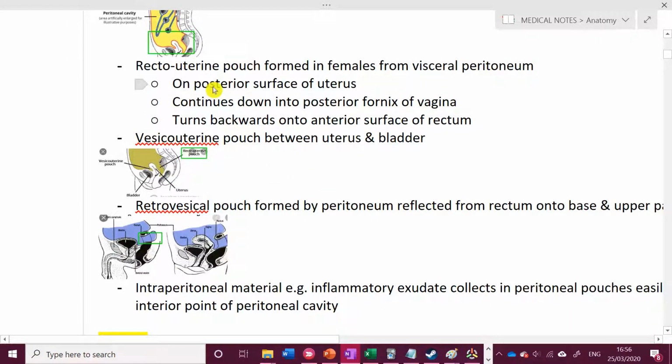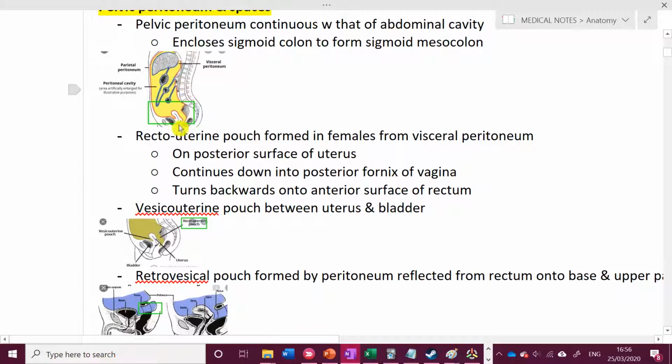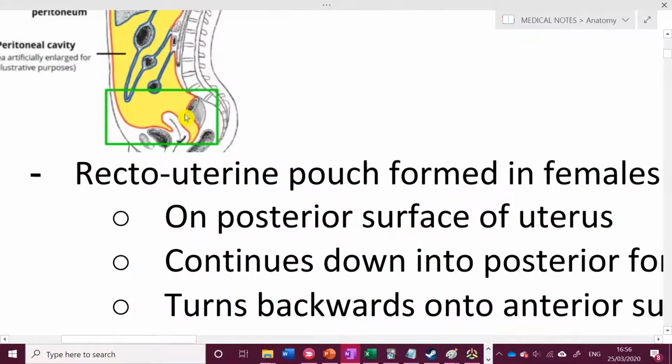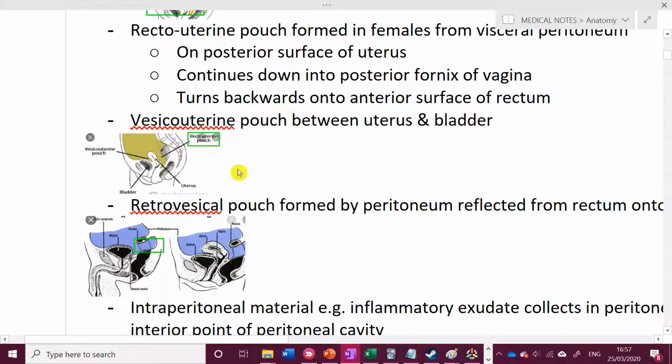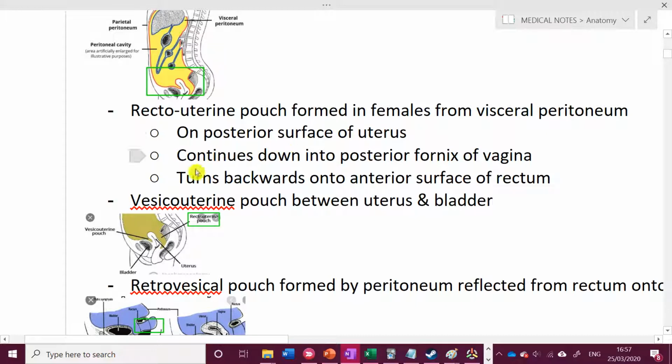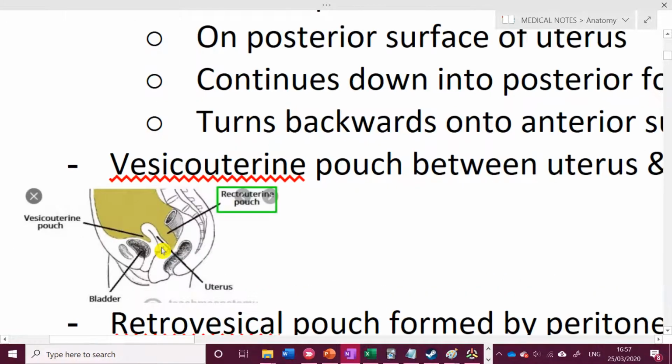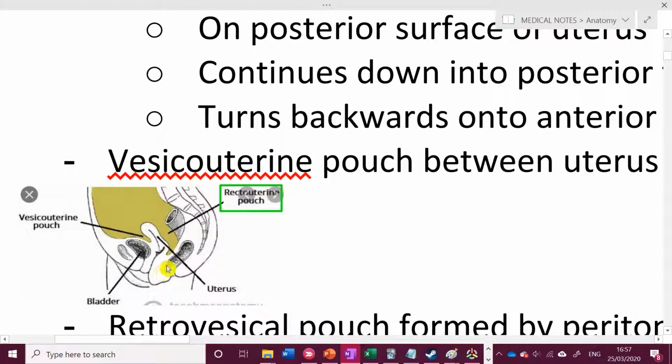There are various spaces and pouches formed by this pelvic peritoneum. So we have the recto-uterine pouch, which is formed in females from the visceral peritoneum. Here we can see this is a female because you can see the uterus. The pelvic peritoneum forms the recto-uterine pouch, and it lines the posterior surface of the uterus, continues down into the posterior fornix of the vagina, and then it turns backwards onto the anterior part of the rectum.